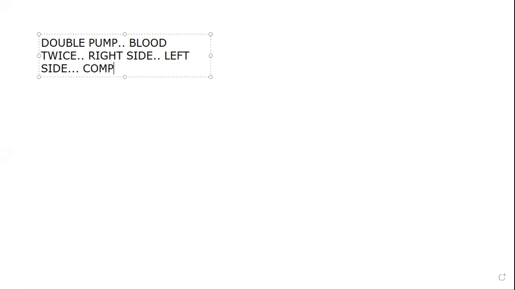Double pump क्यों? Because it pumps the same blood twice. Once that blood comes to the right side of the heart, ध्यान से सुनिए, it comes to the right side of the heart and then it goes to the lungs and then it comes back to the left side of the heart. And these two parts of the heart, the left and the right side of the heart, they are completely separated.